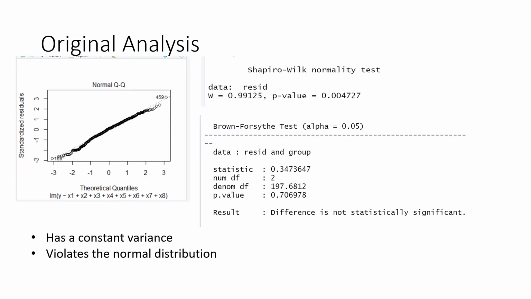The next part of my analysis I tested for non-constant variance and non-normality. Through the Shapiro test and the BF test and the normal QQ plot, I found that this model does have constant variance, but it also violates normality, which is a problem we will address later.